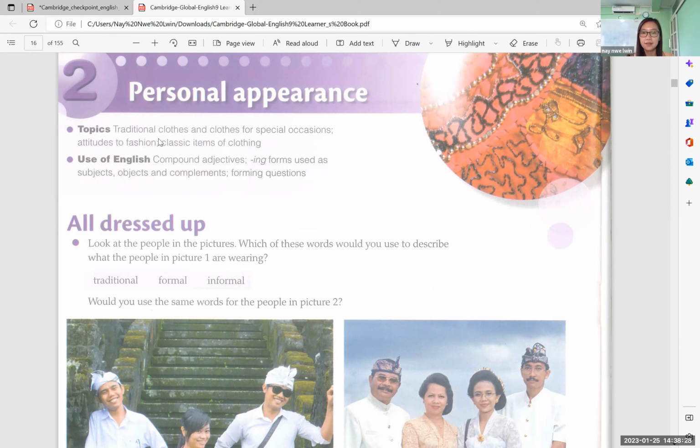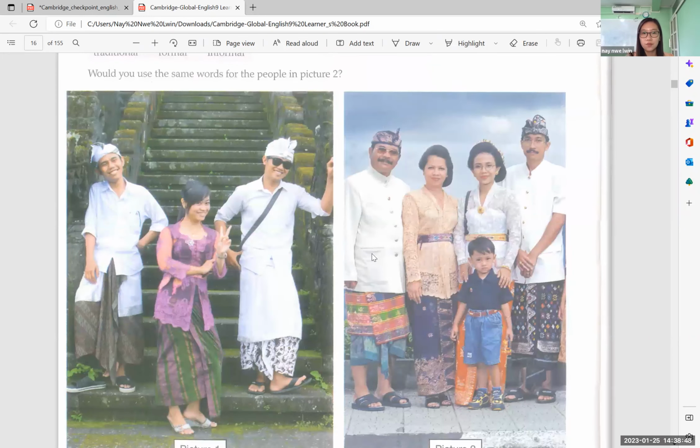So are you guys ready now? Okay, so let's look at Unit 2, personal appearance, all dressed up. Look at the big pictures. I think in your book they will be all black and white, right? So you can see here the two photos in color. Look at the people in the pictures, and which of these words would you use to describe what the people are wearing?